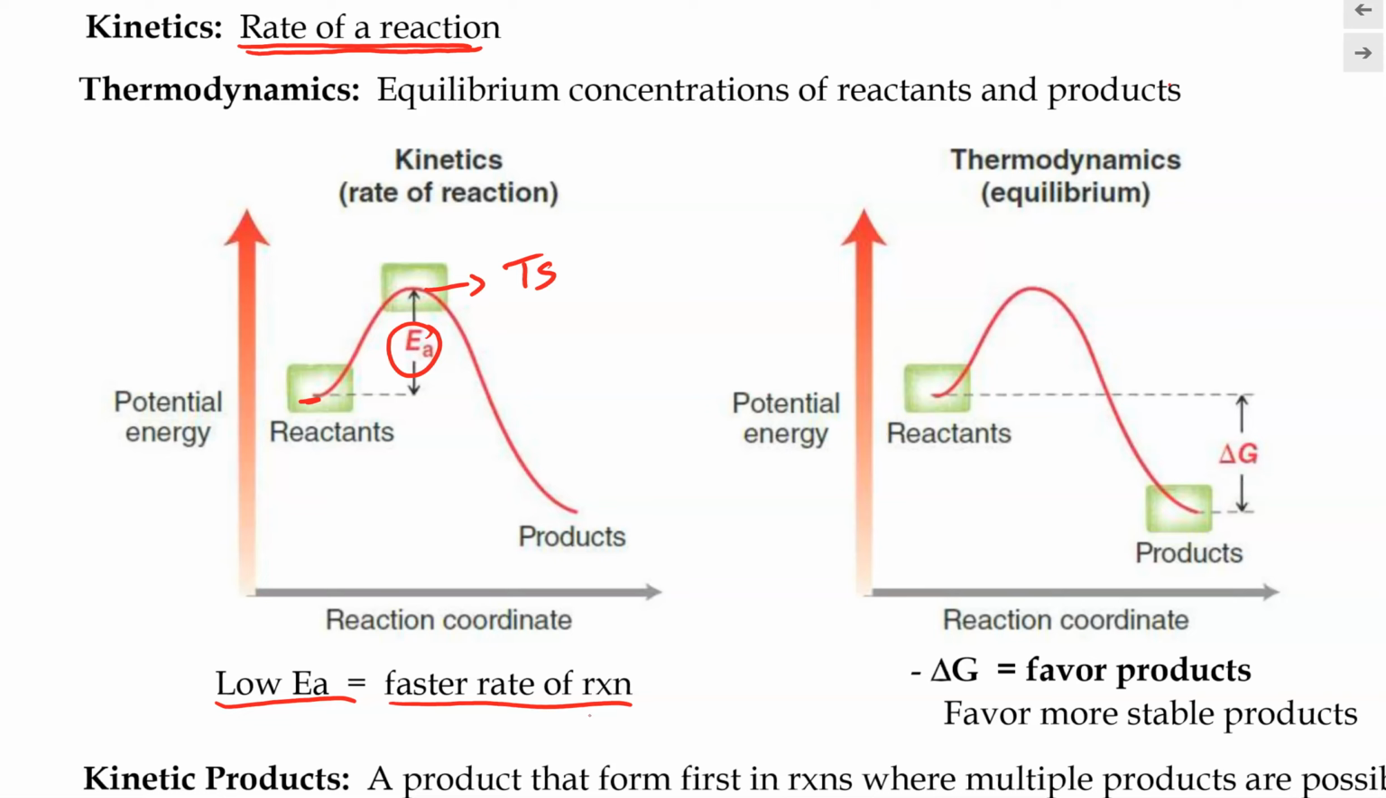Whereas if we were to be thinking of the thermodynamic aspect of a reaction, then that's when we are thinking about the stability of reactants and products. So reactants and products can have different stability, and at equilibrium, one is favored over the other, depending on whichever one is more stable. So again, think of stability at equilibrium whenever we think of thermodynamics.